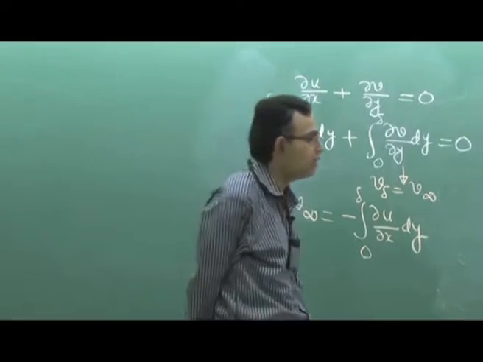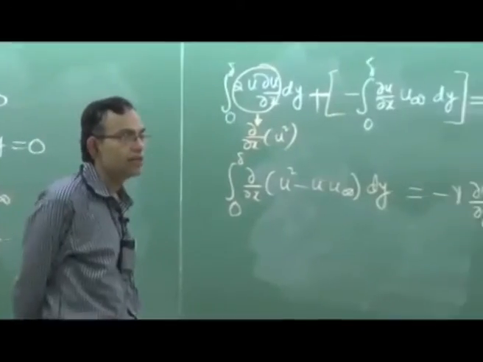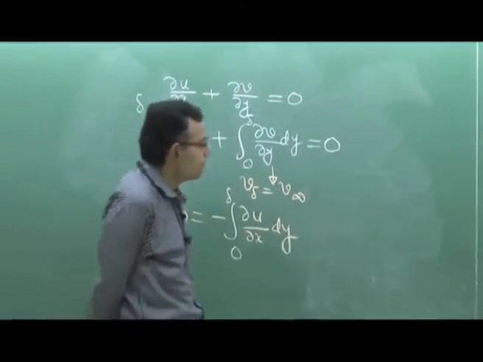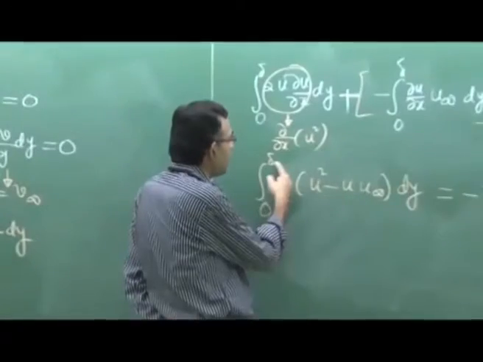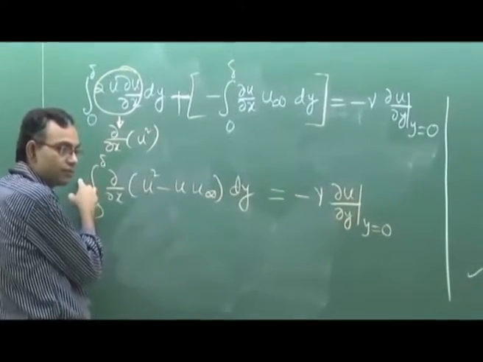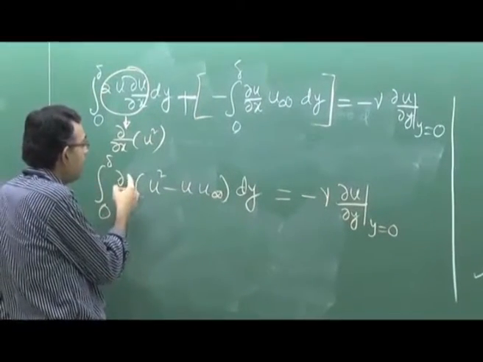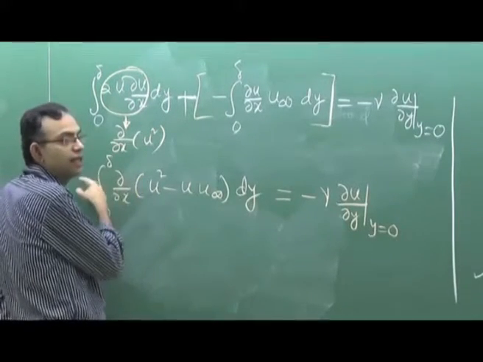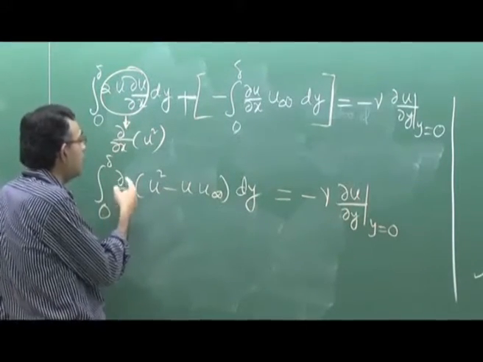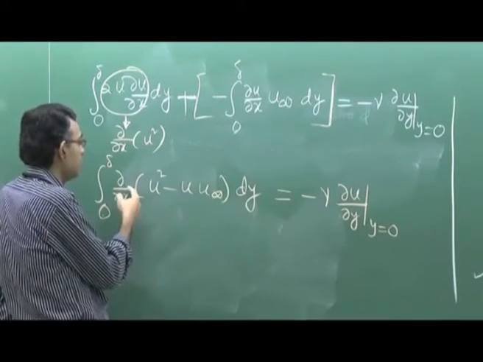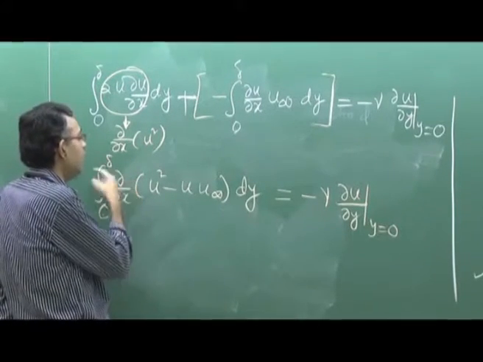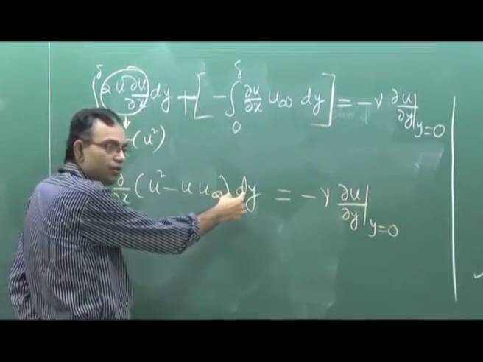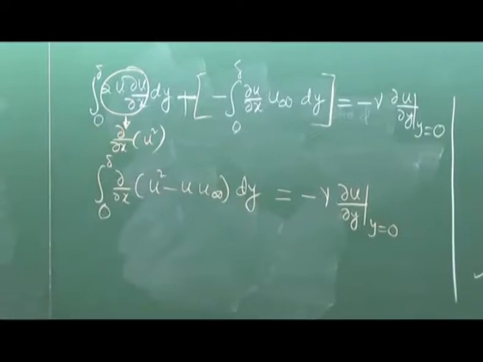Okay. Now, the next question, and this is a very important question: can we bring this derivative out of the integral? That means, can we write this as say del x of integral 0 to delta u square minus u infinity dy, yes or no?